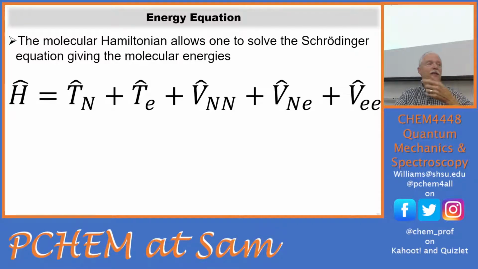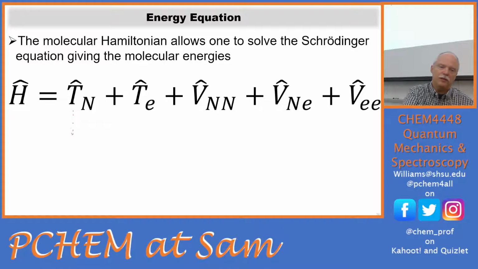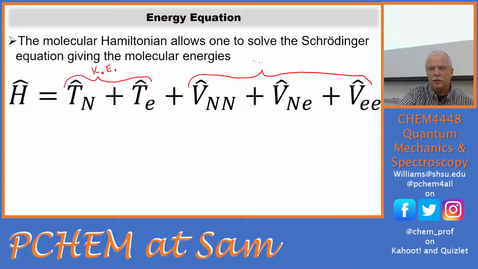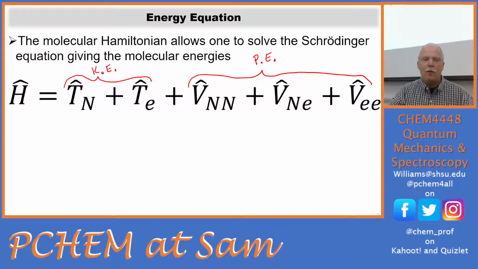The T's represent the kinetic energy, and the V's represent the potential energy. I'll go ahead so you can see it. These two right here are the kinetic energy parts. I just write Ke for kinetic energy, and then the V's are the potential energy. Now, how do we calculate the kinetic energy of the wave function? We take the second derivative of it.